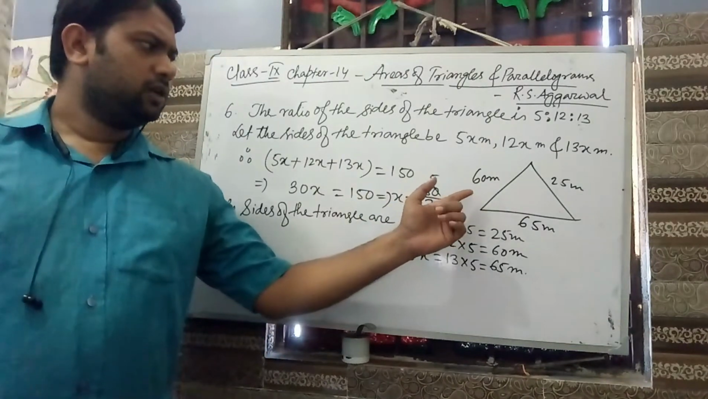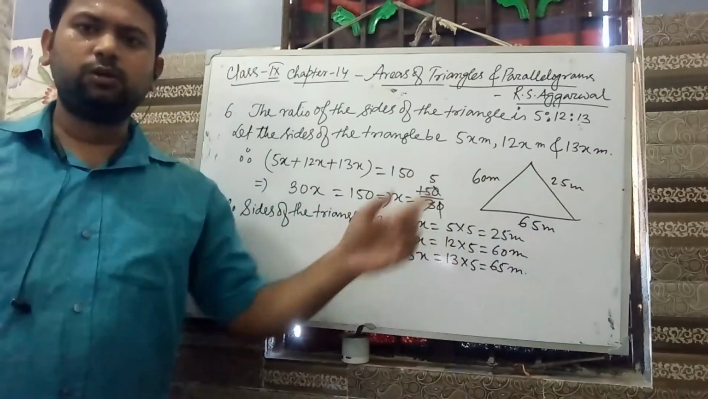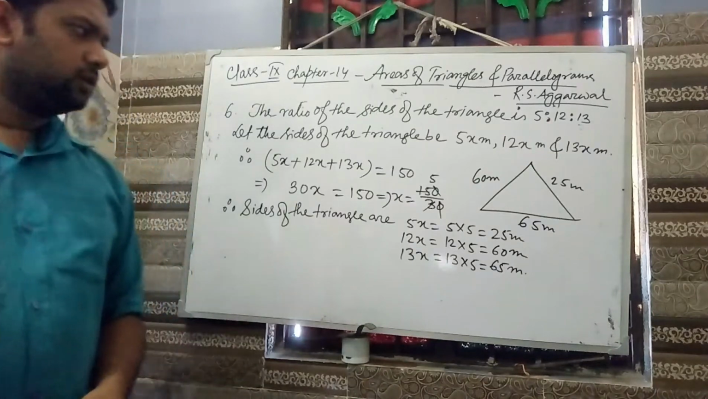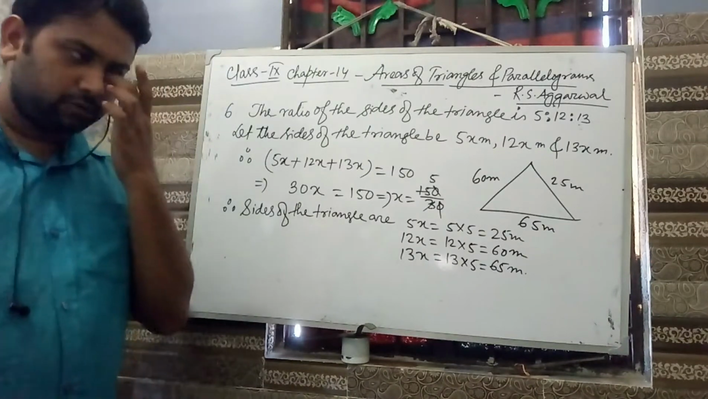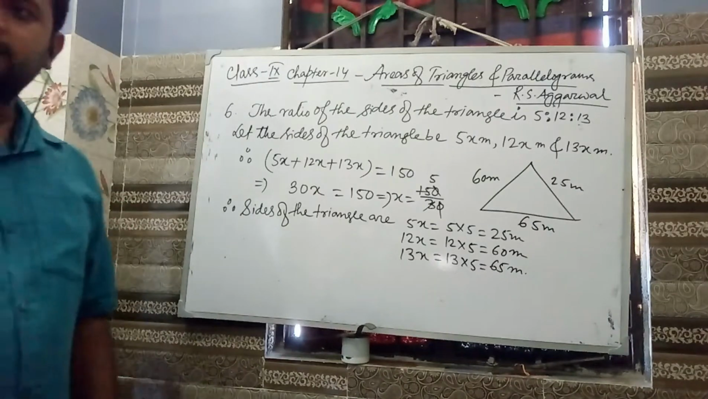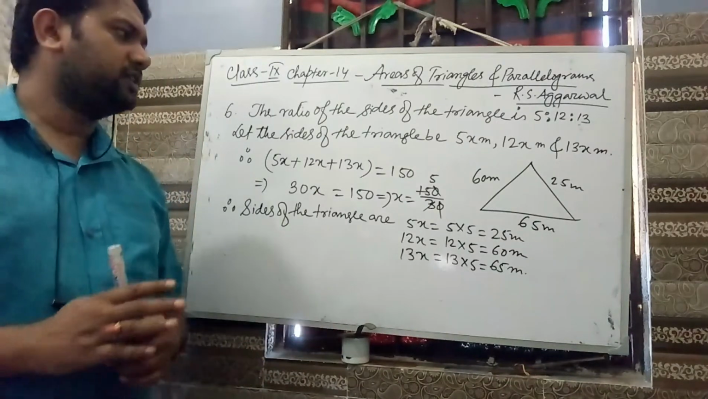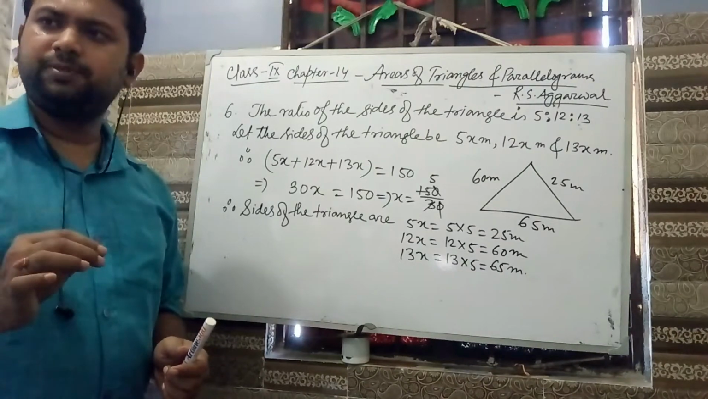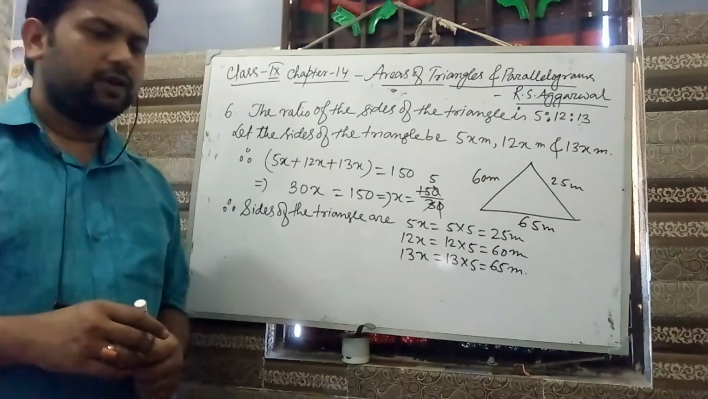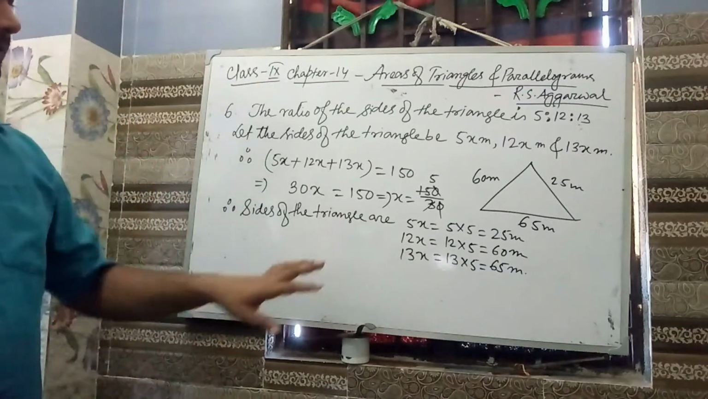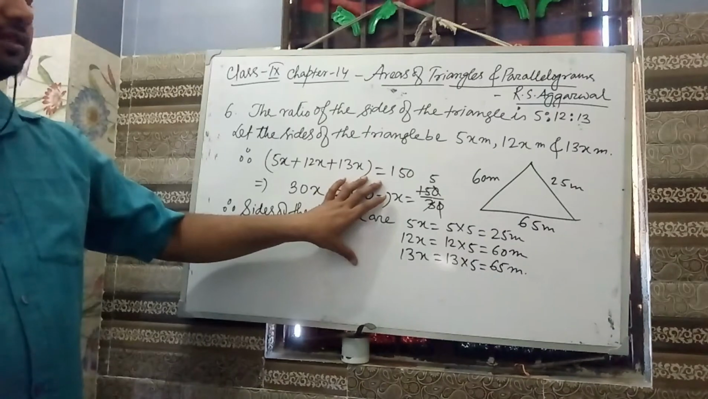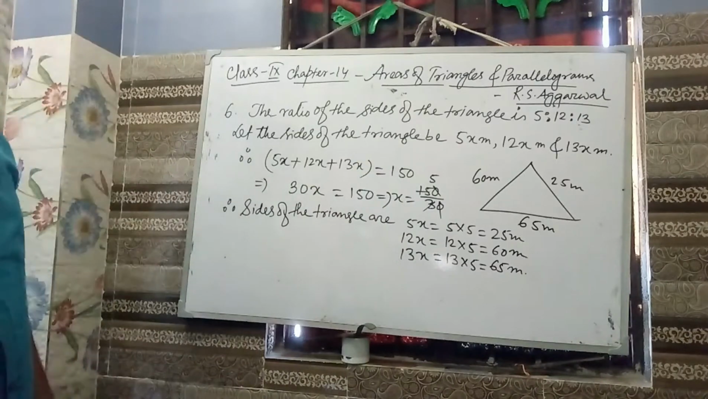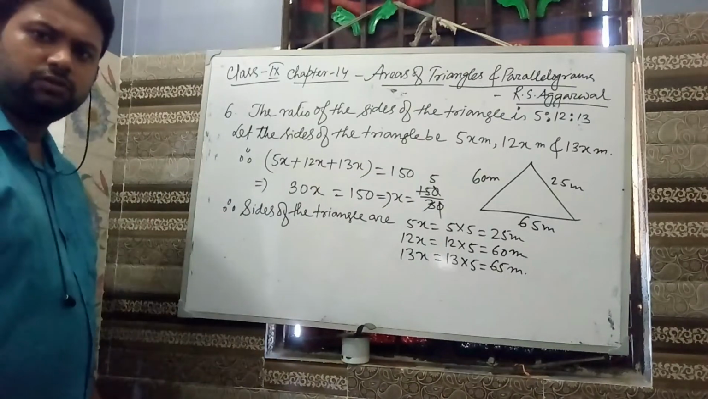Area of the triangle where all the three sides are known. Therefore we have to use the Heron's formula. The Heron's formula is area of a triangle is equals to root over s into s minus a into s minus b into s minus c, where s is the semi-perimeter. Semi means half. Perimeter was given 150. So s will be 150 by 2.